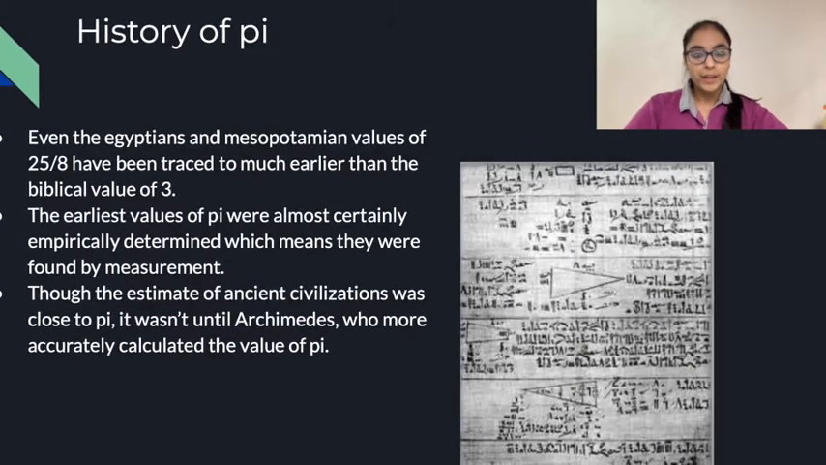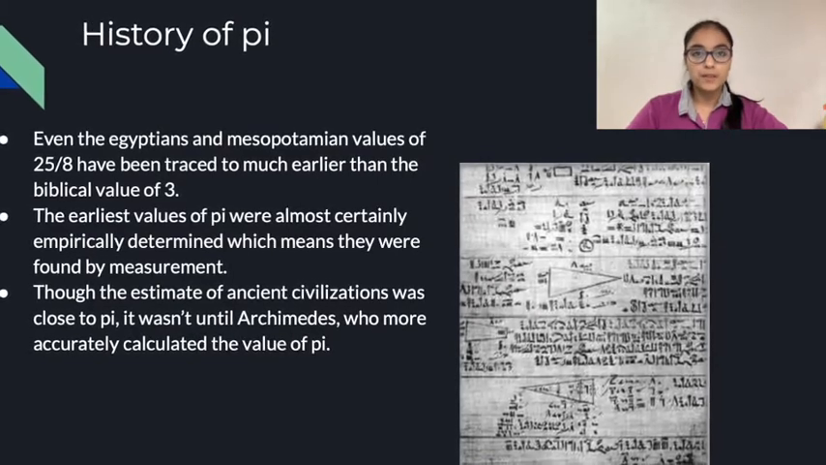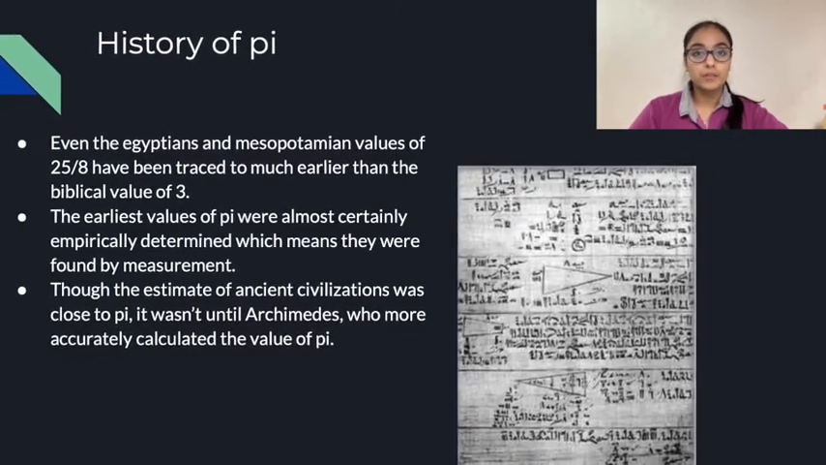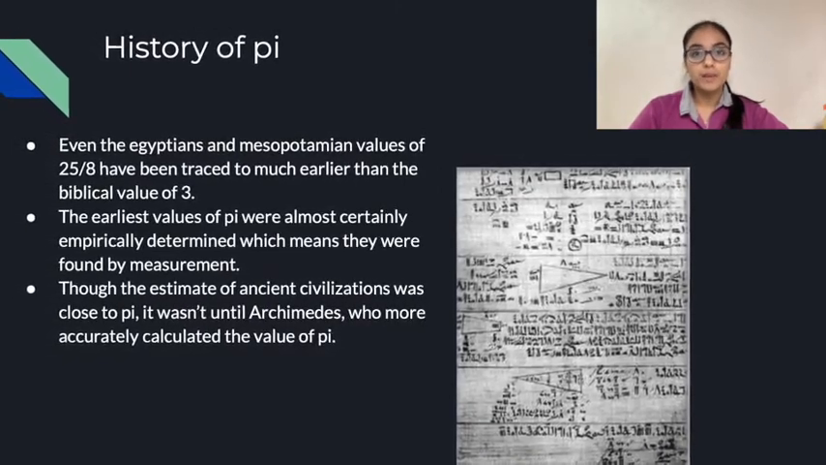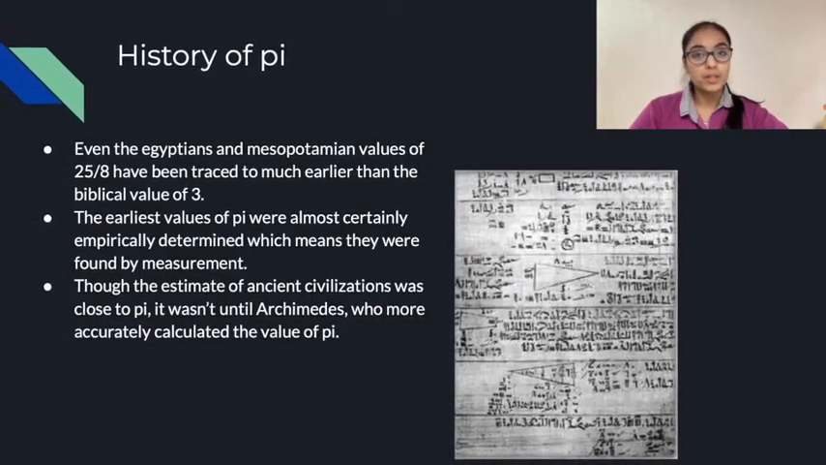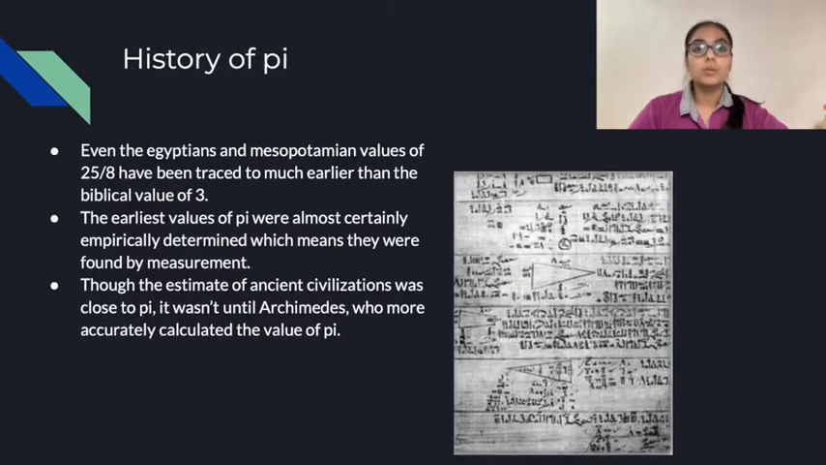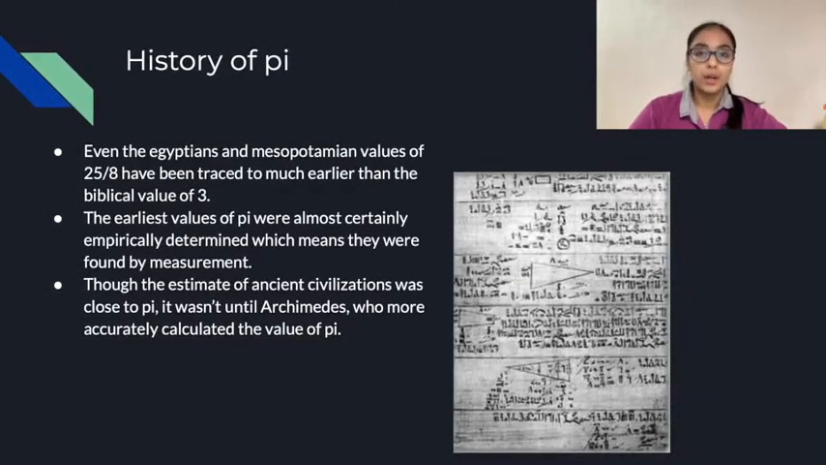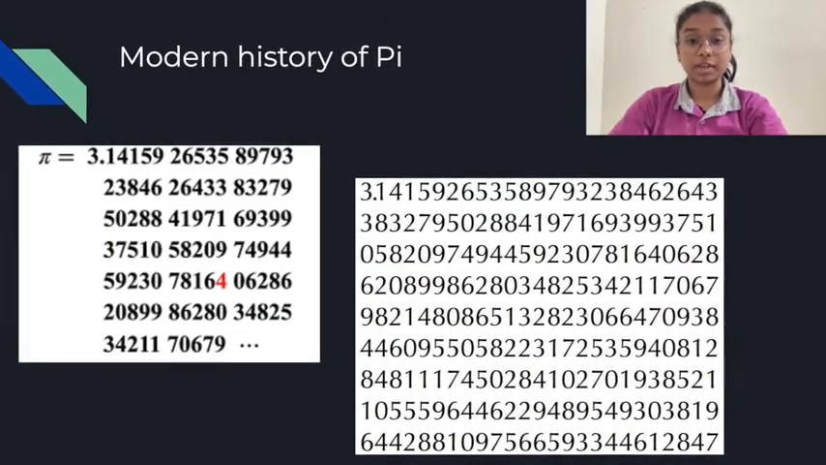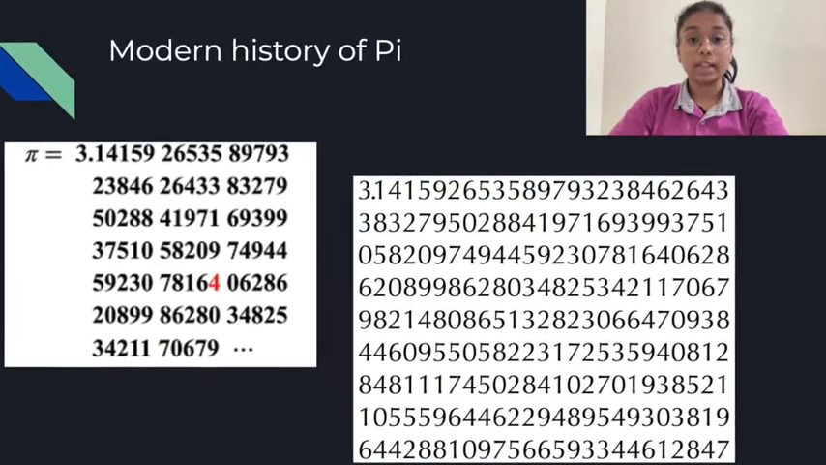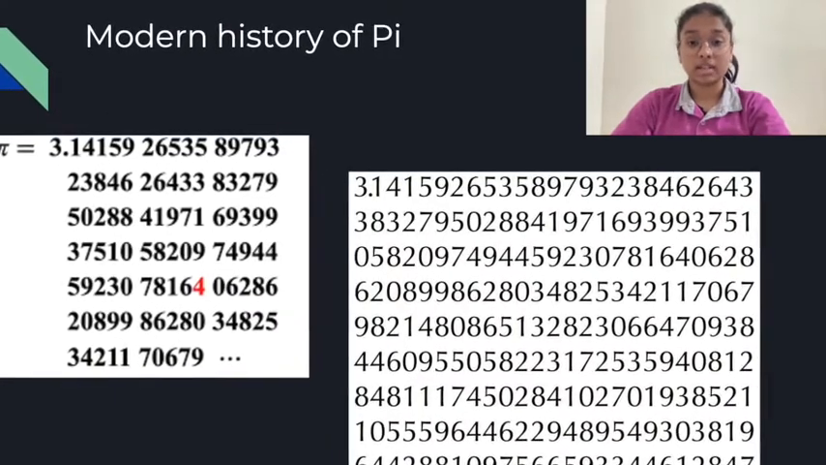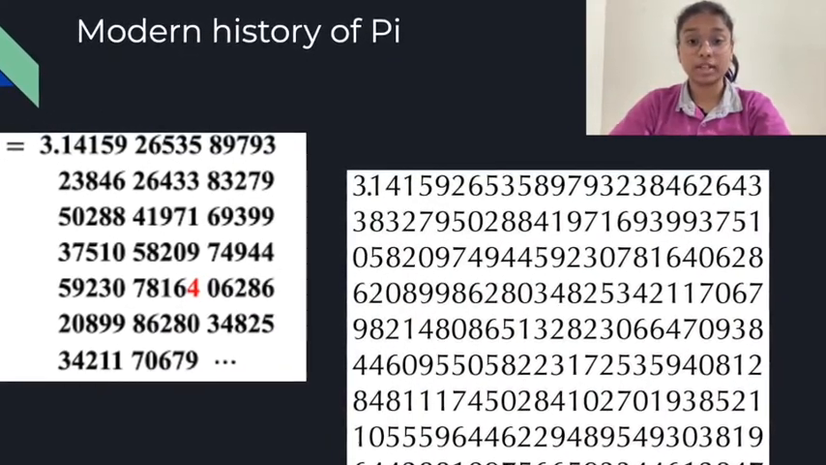History of pi. Even the Egyptians and the Mesopotamians have tried to find the value of pi. Their value of pi was around 25/8, which was pretty close to the value of pi that we use currently. Even though it was pretty close to pi, it wasn't until Archimedes that we found more accurate calculations of the value of pi. The invention of calculus led to the calculation of 100 digits of pi. In the 20th and the 21st century, the mathematicians and the computer scientists extended the decimal representation of pi to trillion digits.